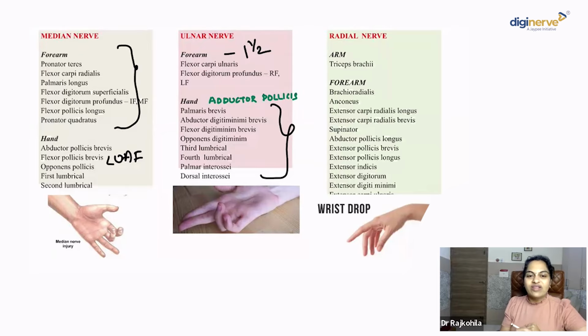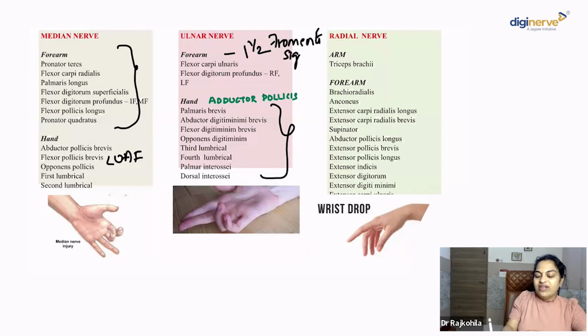What is the name of the test done to test the intactness of adductor pollicis? You give a book to the patient and ask him to hold it, right? He has to adduct his thumb to hold the book. But if his ulnar nerve is injured, you can see that he will try to hold the book by flexion of his thumb, right? This is called the book test. And if the thumb is flexed, in that case, it's called the Froment sign. That is again a high yield topic when coming to your competitive exams, right?